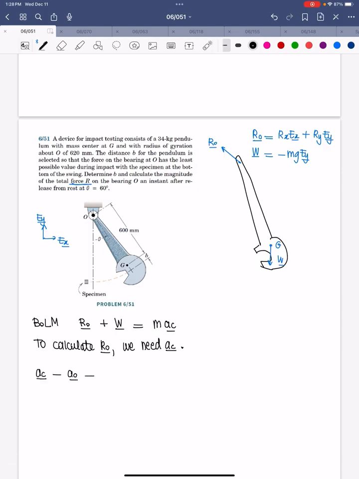AC minus AO is alpha cross RC minus RO plus omega cross omega cross RC minus RO. Here, because the pendulum is being released from rest and we're looking at the instant just after it's been released, omega is 0. AO is 0 because it's a fixed point. AC is now alpha EZ cross this vector, RC minus RO, or RG minus RO in this problem. G and C are the same.